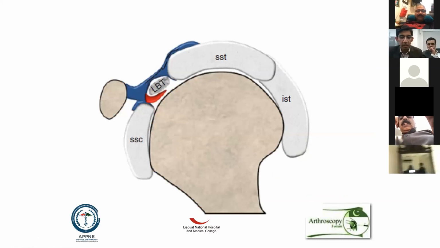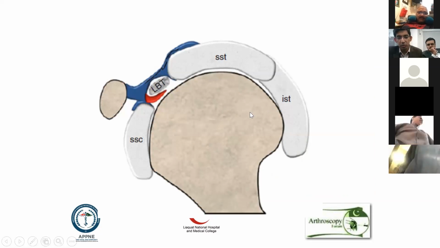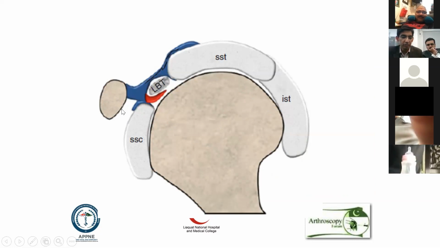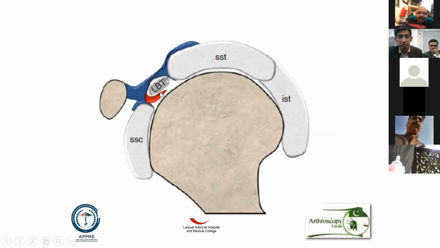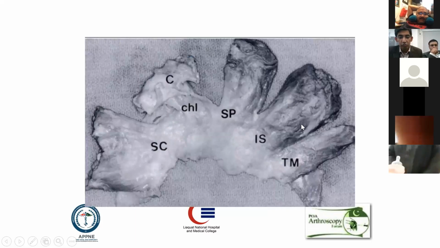So looking into the sagittal section, this is the section where you'll be able to understand that in front, just below the coracoid, you have the subscapularis, and the space that forms between the subscapularis and the coracoid becomes the subcoracoid space. It forms a bursal space inside, then comes your long head of biceps, which becomes a structure called the rotator interval, then the supraspinatus and the infraspinatus. So this diagram is basically from the paper that I showed at the front.